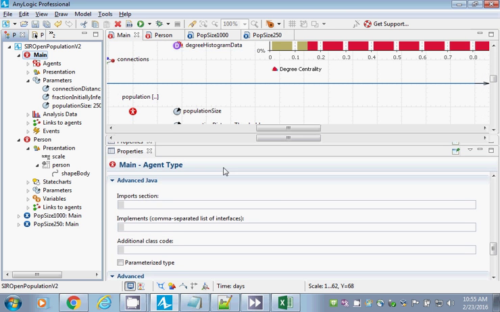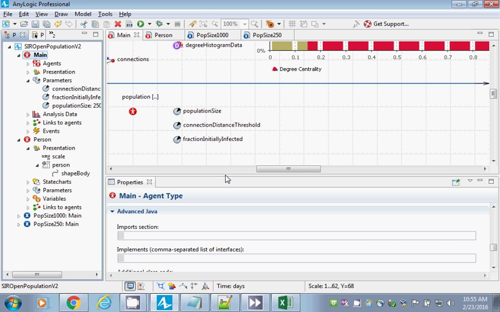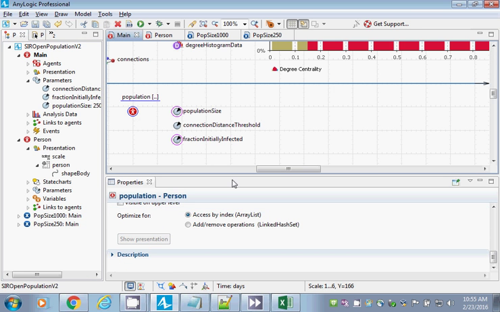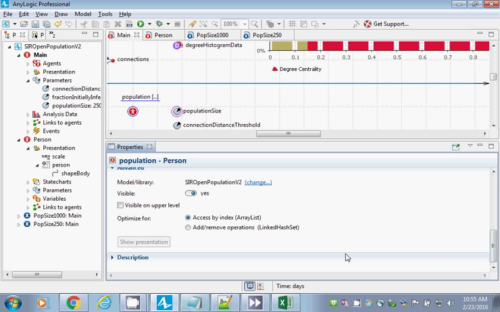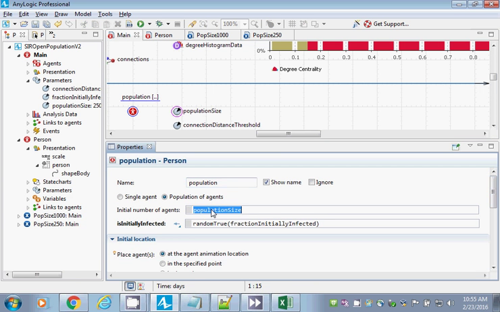So here we have main. And main is told by the experiment what values to use for each of these parameters: population size, connection distance threshold, and fraction infected. And some of those it can act on absolutely immediately. For example, this one, population size, is used from the get-go to set the initial number of agents in that population, right? It sets the number of agents based on that parameter. So it's told by the experiment, use 250, so it creates a population of size 250.